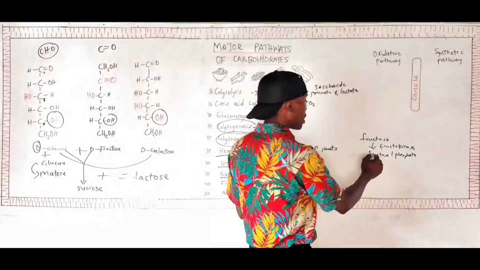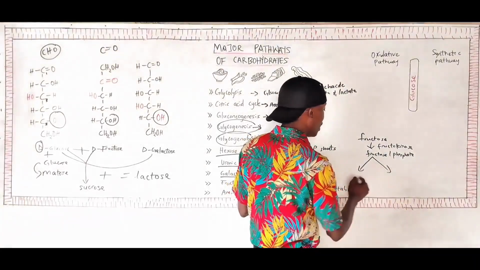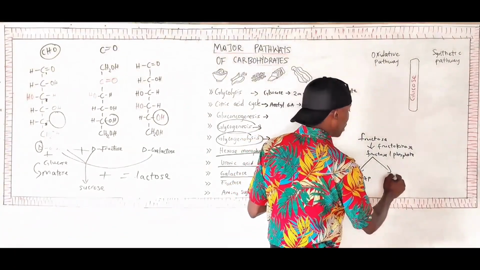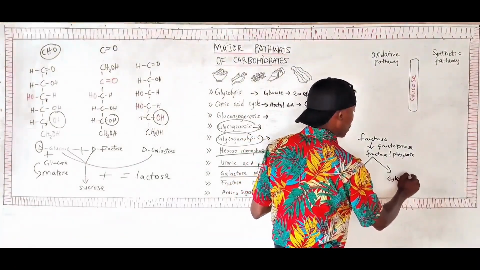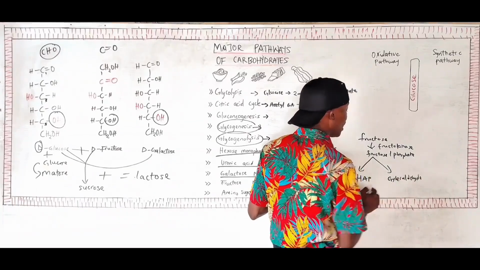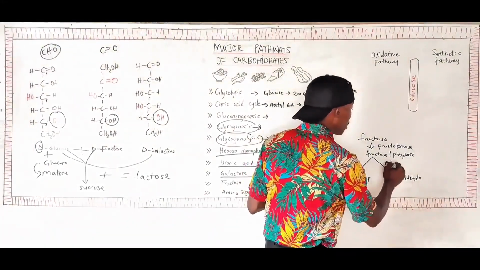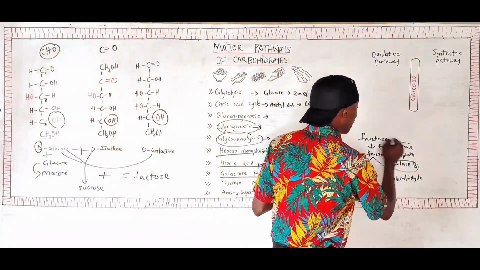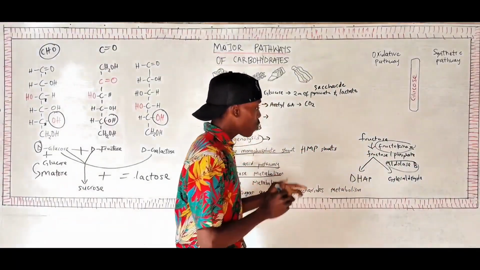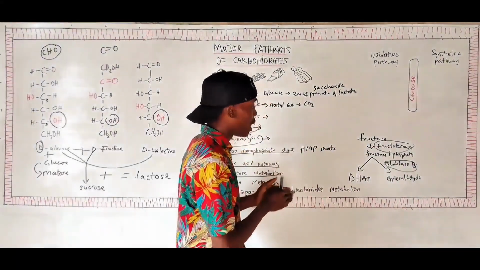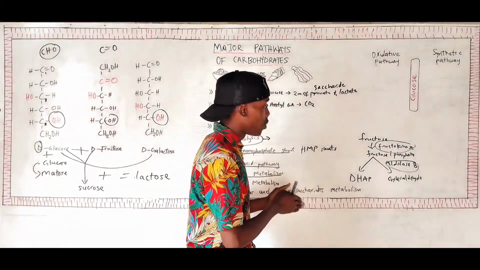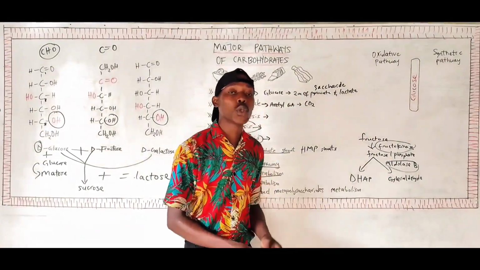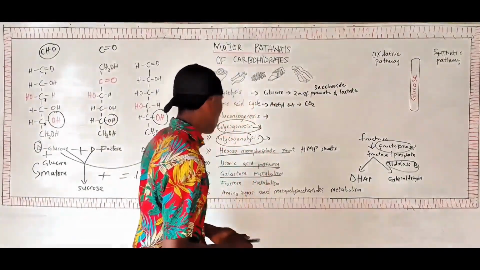The fructose 1-phosphate can cleave into dihydroxyacetone phosphate and glyceraldehyde by the enzyme aldolase B. Both dihydroxyacetone phosphate and glyceraldehyde can now go further to produce pyruvate. All right, hope you understand that.